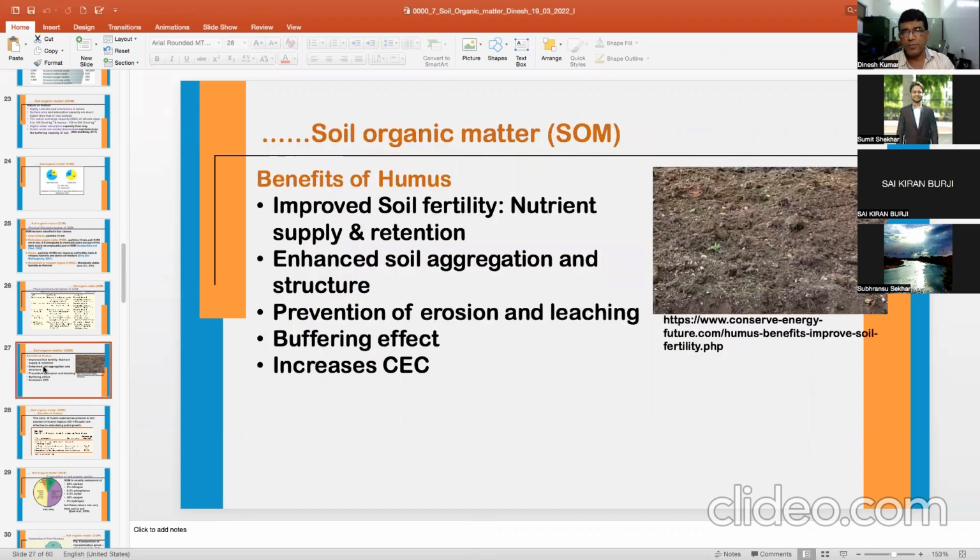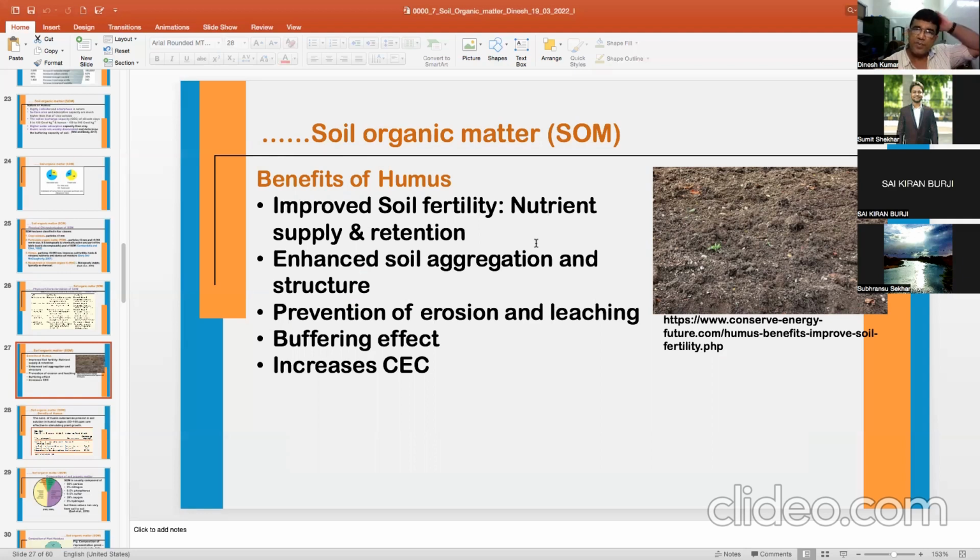Now, benefits of humus, as we just discussed. It improves soil fertility, nutrient supply and retention. It will supply the nutrients to the crop and it will retain them because it is negatively charged overall. It will reduce the leaching losses of nutrients. It enhances soil aggregation. It reacts with clays to form aggregation and improve the soil structure. Prevention of erosion: if aggregation of particles improves, then soil erosion will decrease.